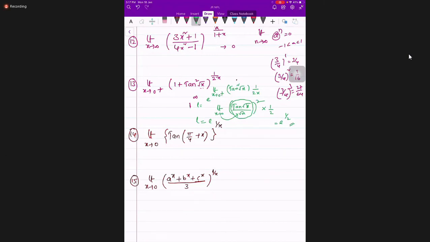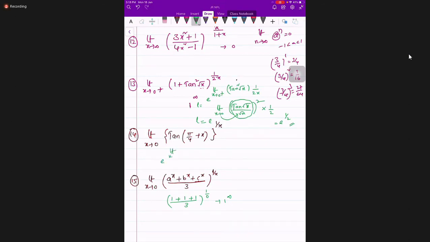Okay, the 14th one. If you substitute the limit, what is a to the power of 0? It is 1, so 1 by 3 whole power, that is 1 power infinity. What is the problem in the 14th? It's easy. If you know the tan A plus B formula, you can answer. Yes, it is in the form of 1 power infinity.